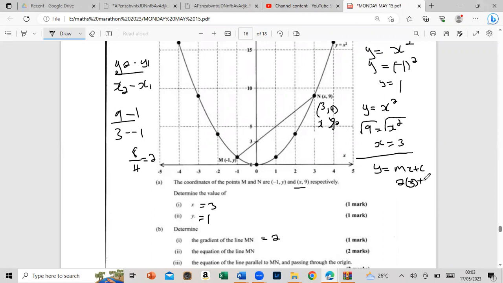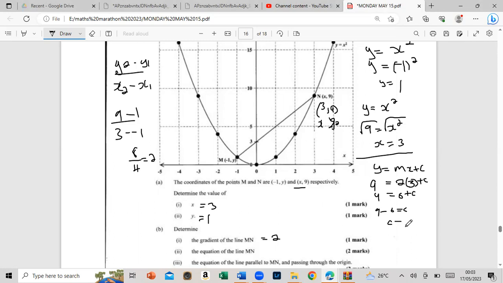y = 2x + c. Then use the point (3, 9), so y is 9. Let's multiply 2 times 3, that is 6, plus c. We carry 6 over here, so it will be 9 minus 6. So the y-intercept is 3. That was actually showing on the graph.